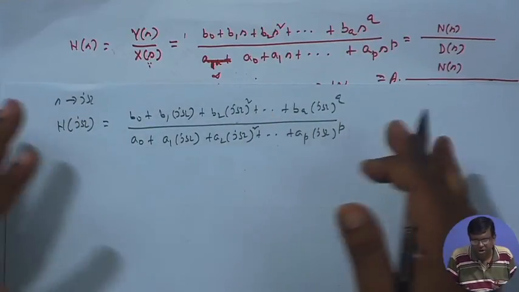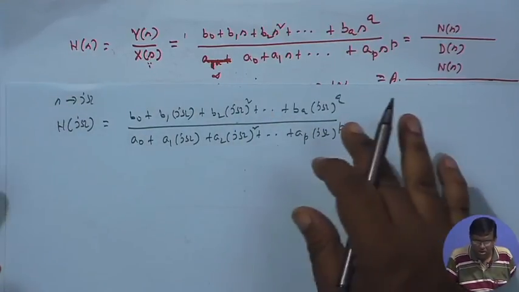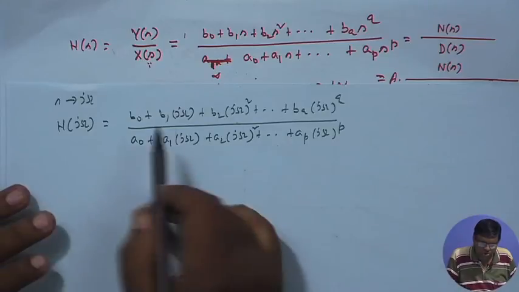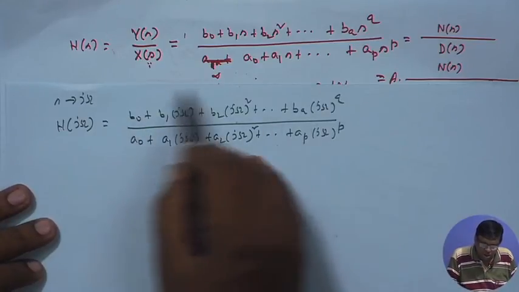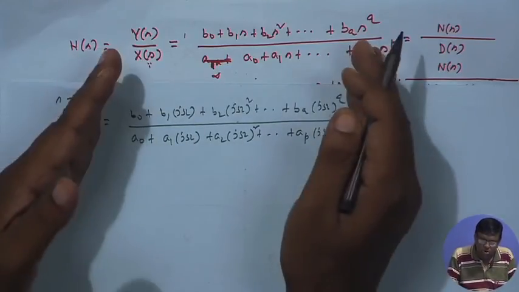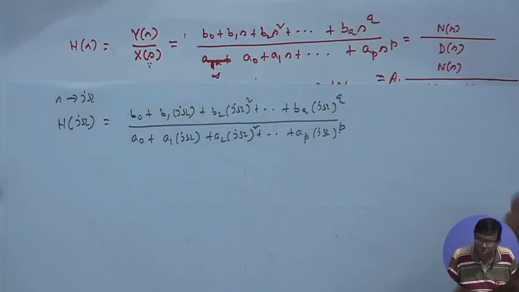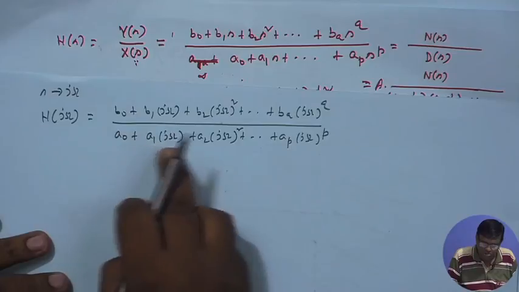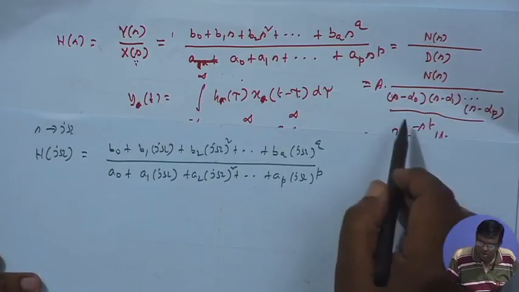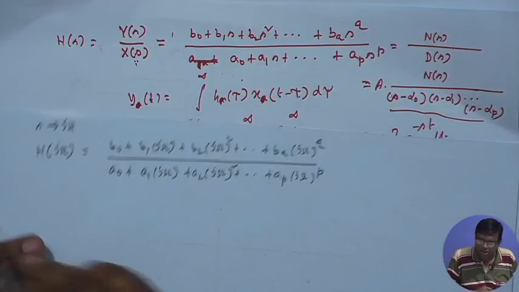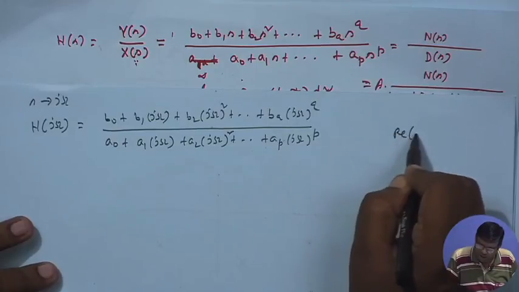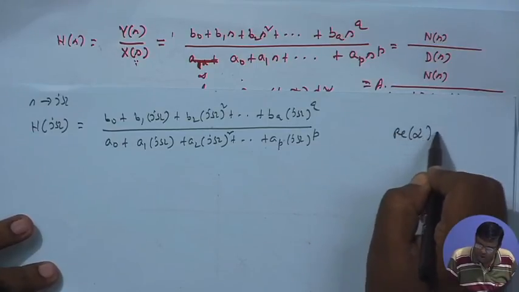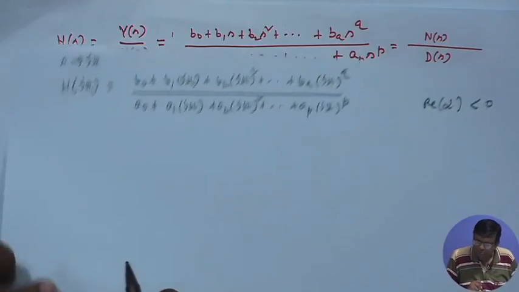If you want a good filter, you have a specified or desirable frequency response, try to design the coefficients so that if you plot the mod square of this versus omega, you go close to whatever was desirable. That is one consideration, but make sure your choice of A0, A1, A2, AP are such that the poles are all on the left half plane. That is, the real part of any pole alpha should be less than 0.